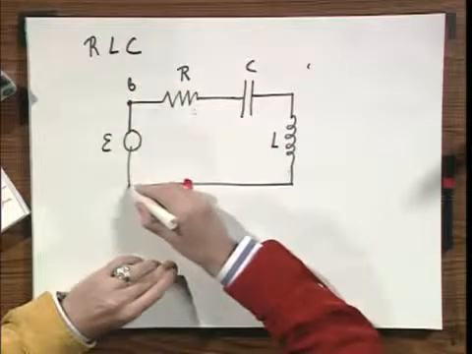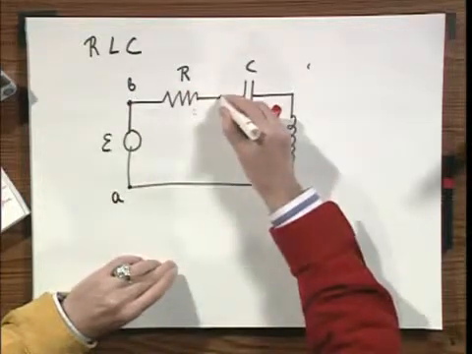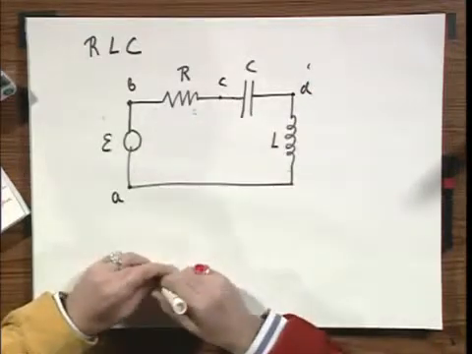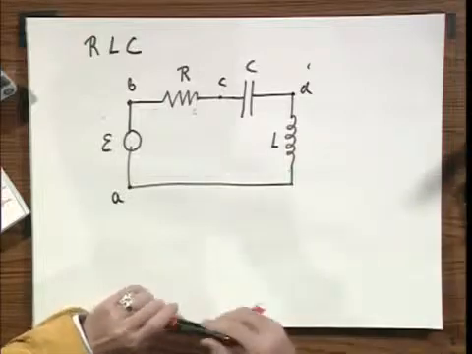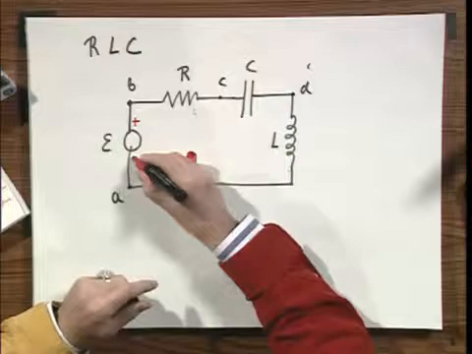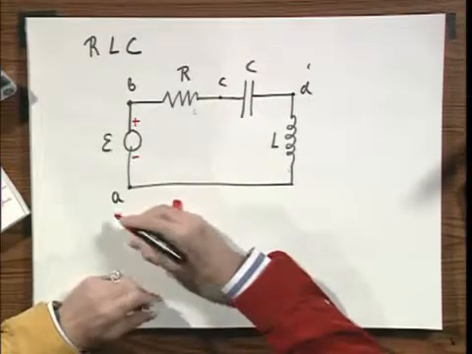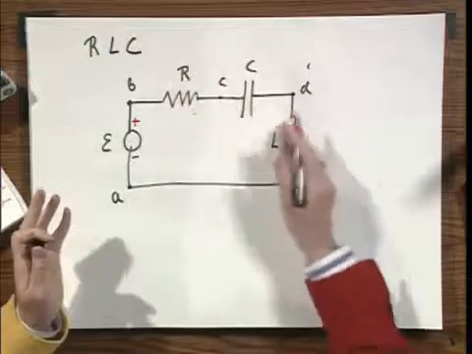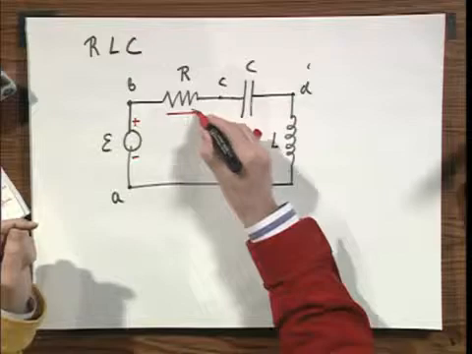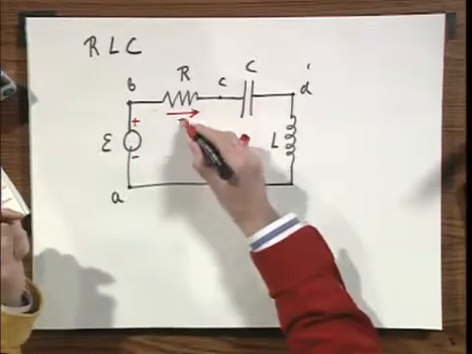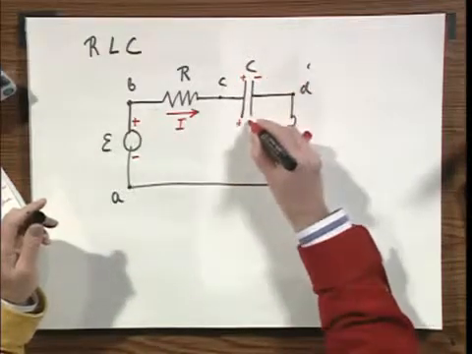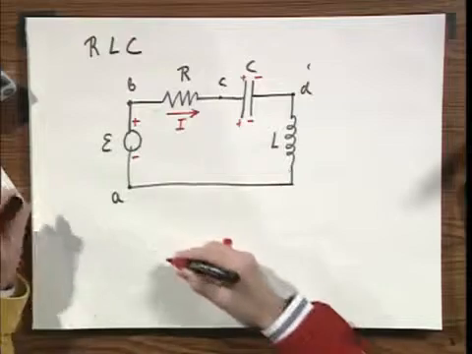Let's call this point B, A, C, D, back to A. The way I start these problems always, and there's nothing wrong with that, I assume at one moment in time that this is positive and this is negative. I assume that there is no charge anywhere on this system, on the capacitor, and so a current will start to flow after a while, I.